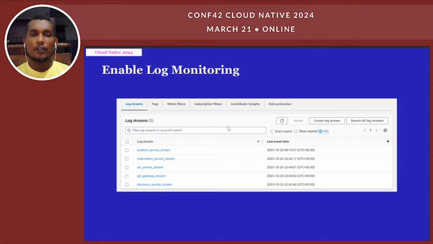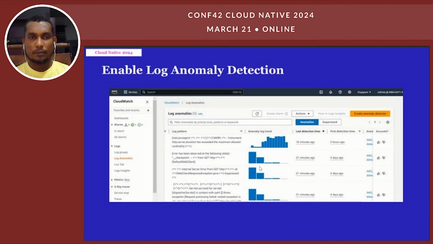And then obviously you will have to configure your CloudWatch agent, and then you can configure the relevant property XMLs to ensure that you added all your log files, and that your logs are fed into CloudWatch. And once that happens, ensure that you enable log anomaly detection, because it's very important.